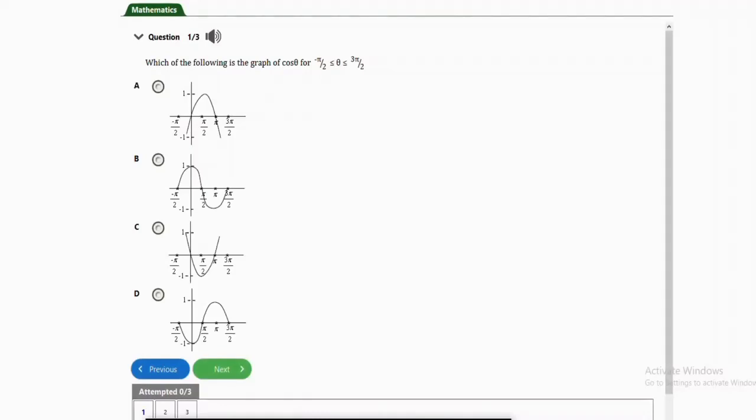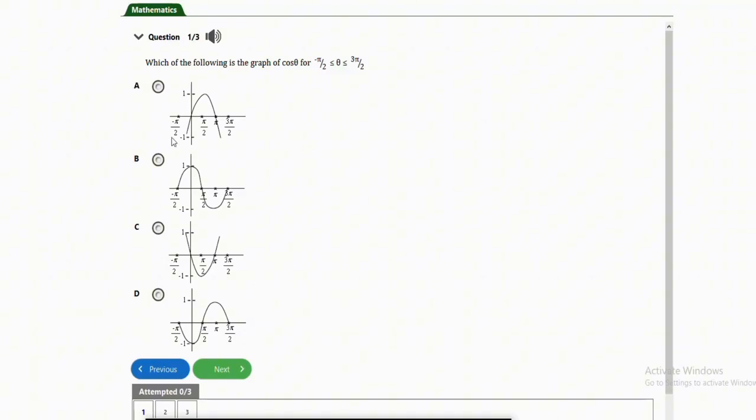In this video, we're going to learn how to solve these JAMB Maths questions under graphs of sine and cosine of trigonometry. Alright, so we have two repeated questions under this topic to practice with. Let's begin with this first question we have here.